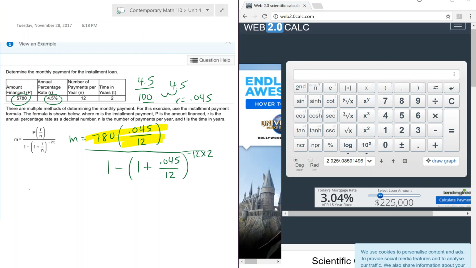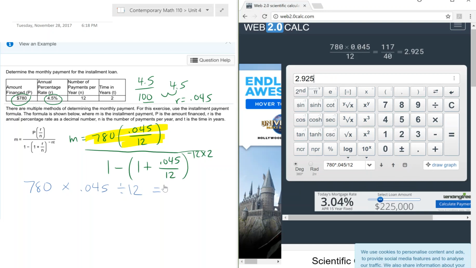So I'm going to type in my calculator 780 times 0.045 divided by 12, and then I'm going to press equals. And that simplifies to 2.925. So the 2.925 is going to go on the numerator now. So M equals 2.925 divided by. So now I'm going to work out the denominator.